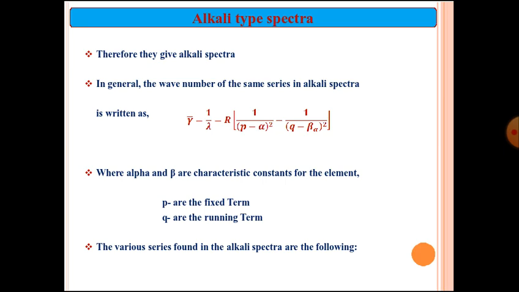In general, the wave number of the same series in alkali spectra is written as nu bar equal to 1 by lambda equal to R into [1 by (p minus alpha) whole square minus 1 by (q minus beta) whole square], where alpha and beta are characteristic constants for the element. Here p is the fixed term and q is the running term. The various series found in the alkali spectra are the following.